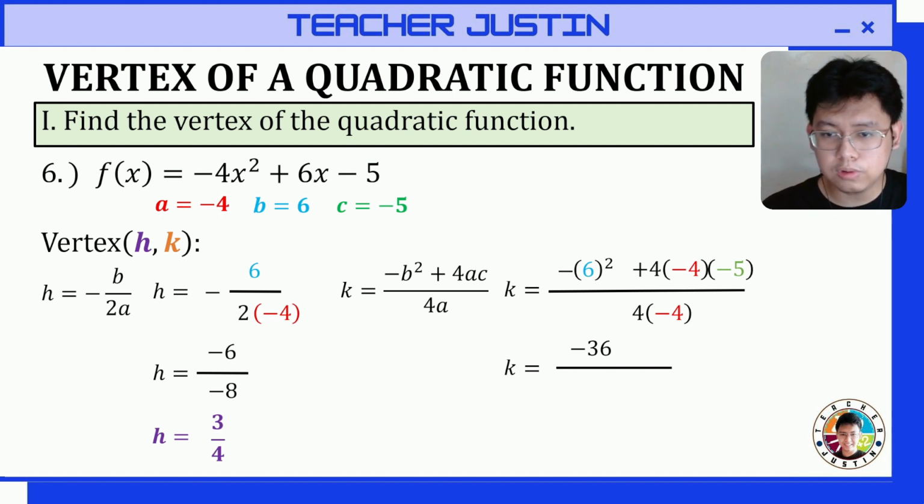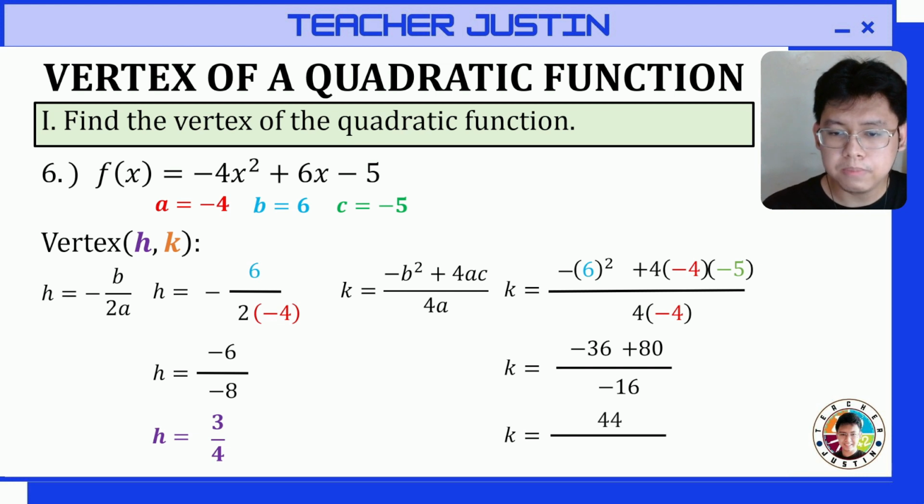Tapos, let's proceed to 4 times negative 4 times negative 5. So, that will be positive 80. Tapos, yung denominator natin, 4 times negative 4 is negative 16. Okay. Negative 36 plus 80, that will be 44. Now, we have 44 over negative 16. Let's simplify this fraction by dividing both numerator and denominator by their common factor, which is 4. So, the value of K will now be equal to negative 11 over 4.